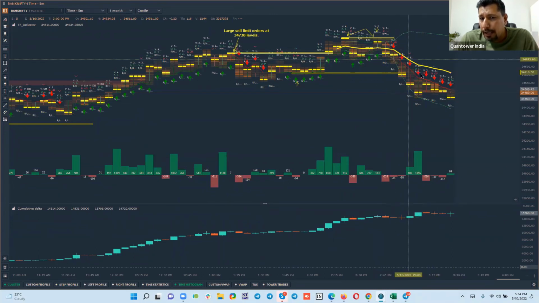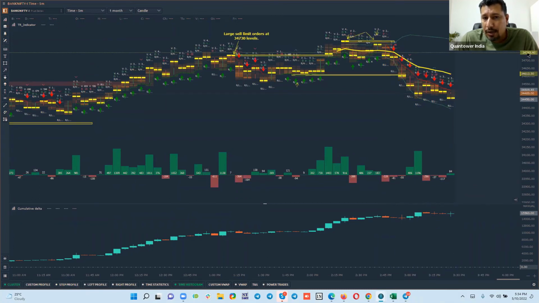Even though the market fell sharply, you do not see much change in the delta here. You can see that the negative deltas were very limited. So either there is short covering happening on a correction, we don't know about that, but at least we know that there was not much selling from the aggressive sellers.